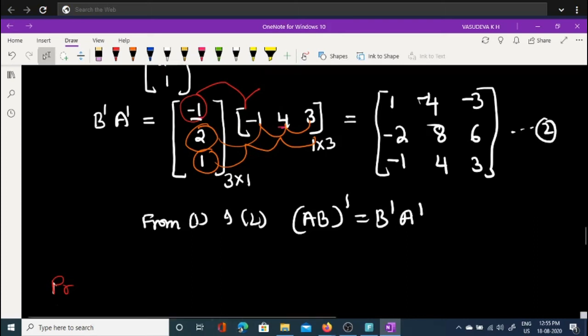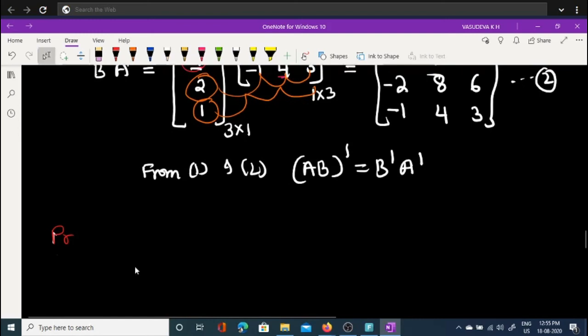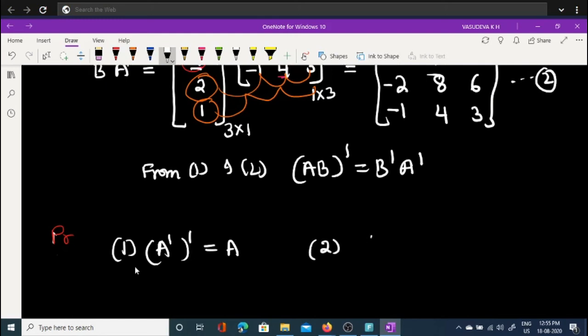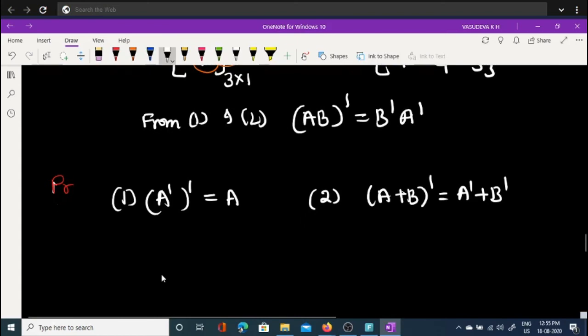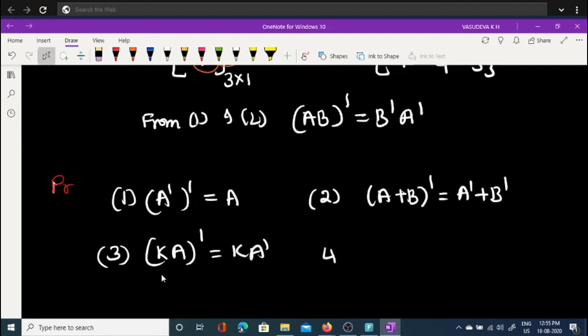So using the examples of the matrices, we have proved that A dash whole dash is equal to A, and A plus B whole dash is equal to A dash plus B dash, and we have proved kA whole dash is equal to k into A dash. Lastly we proved AB whole dash is equal to B dash into A dash.